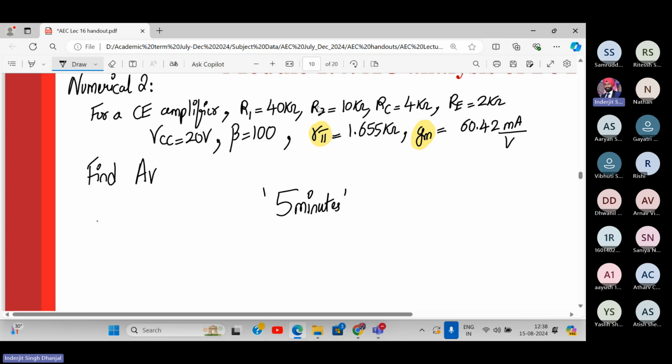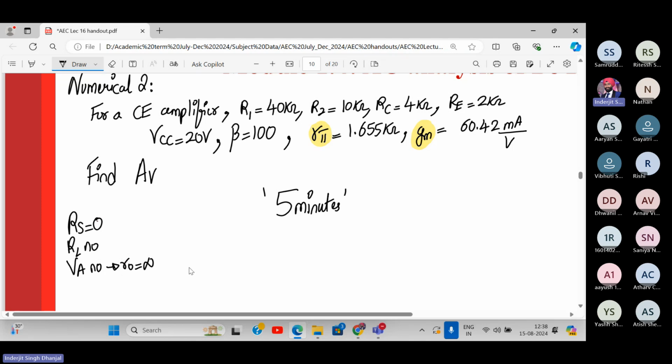You have to draw the circuit diagram. Is RS present? No, so RS is 0. Is RL present? No. Is VA given to you? No, so RO is also not given. RO is considered infinite. So it has become very, very simple.